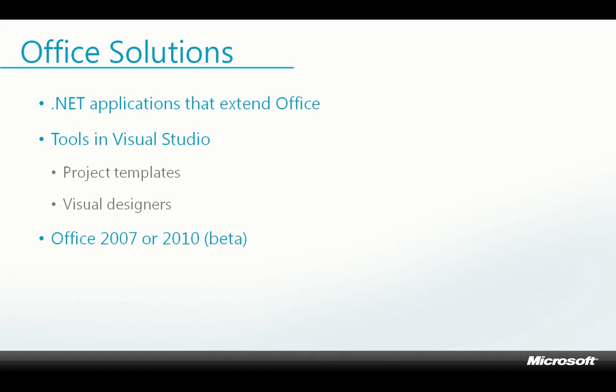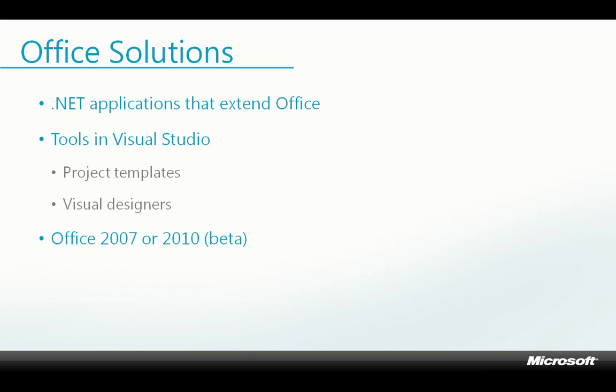There are several new features in C# and Visual Basic that have been introduced in Visual Studio 2010, the ones I just mentioned in the agenda, and those features can be used in any kind of programming where you might need them. But in this video, we're going to look at them using Office programming. Office programming means using the Microsoft Office development tools that are part of Visual Studio 2010 to create .NET applications that extend Office. Those kind of apps are called Office solutions. The tools include project templates for creating Office solutions with Visual Basic or C#, and visual designers for creating custom user interfaces for your Office solutions.